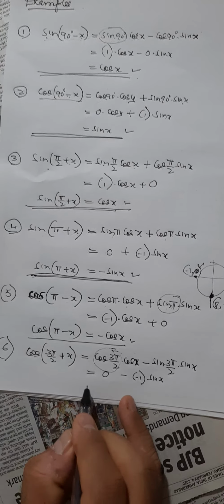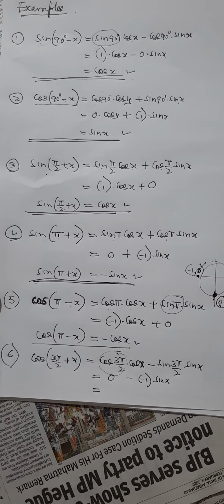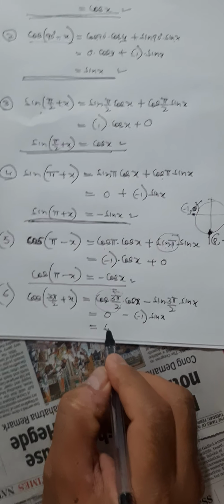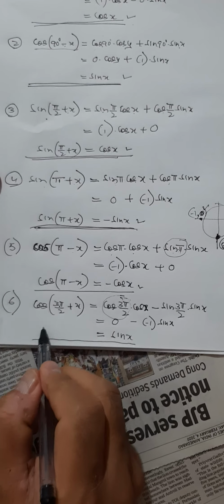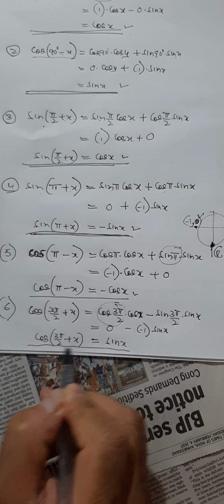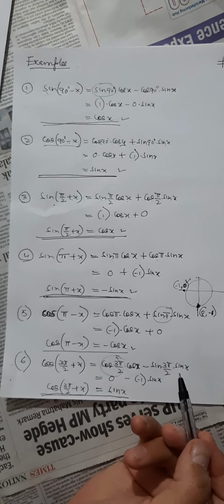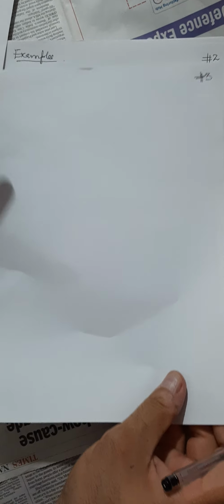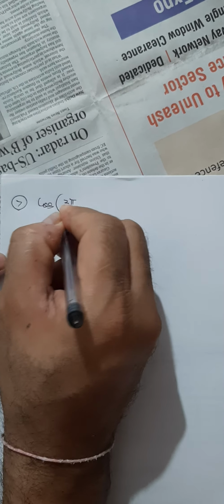Okay, so we are getting here, so we get sin x here, minus minus plus. So cos 3 pi by 2 plus x will be sin x. One more, let me see here. I'll take one more example. I'll take cos function only. Cosine 3 pi by 2 minus x.